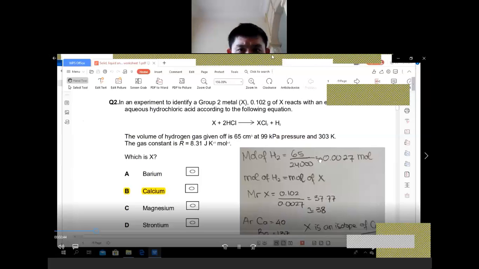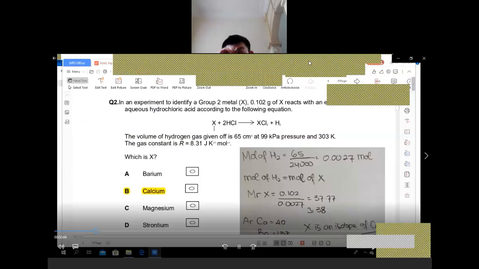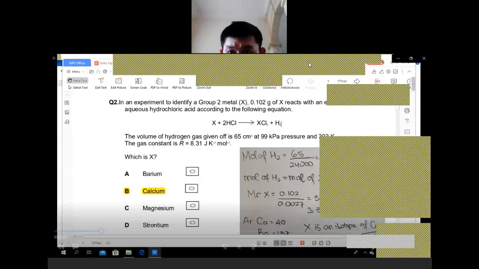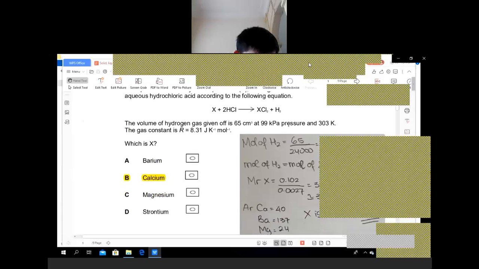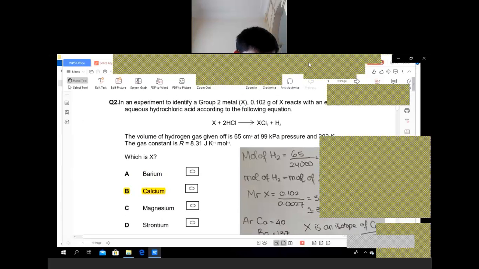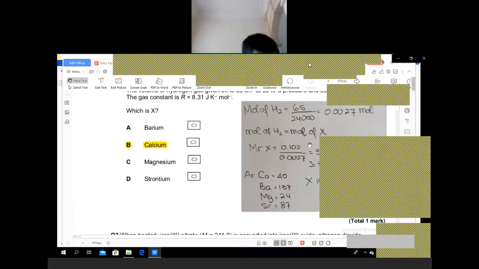And then we know that from the chemical equation, the ratio of X is the same as the ratio of hydrogen gas. So the mole of X equals 0.0027 mole. So for the molecular mass, we know it is gram per mole. So the gram of X is 0.102, so 0.102 divided by the mole, and we get as much as 37.77.